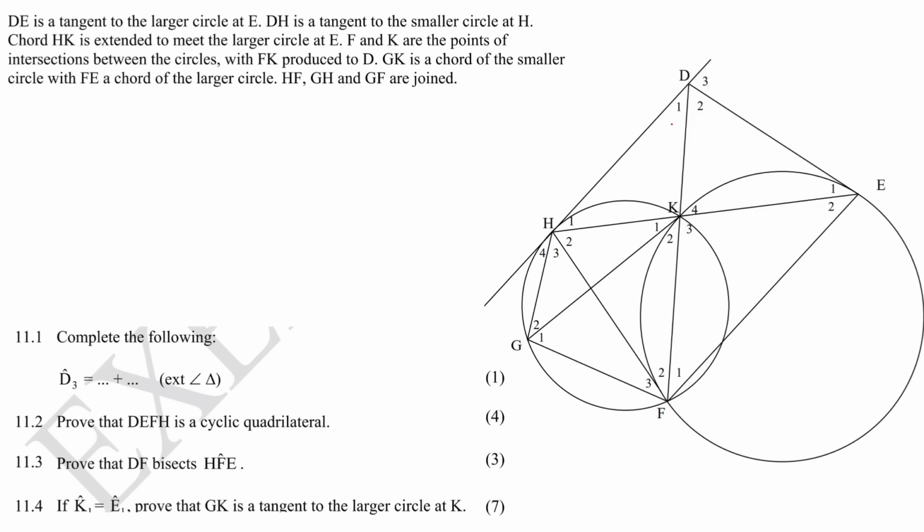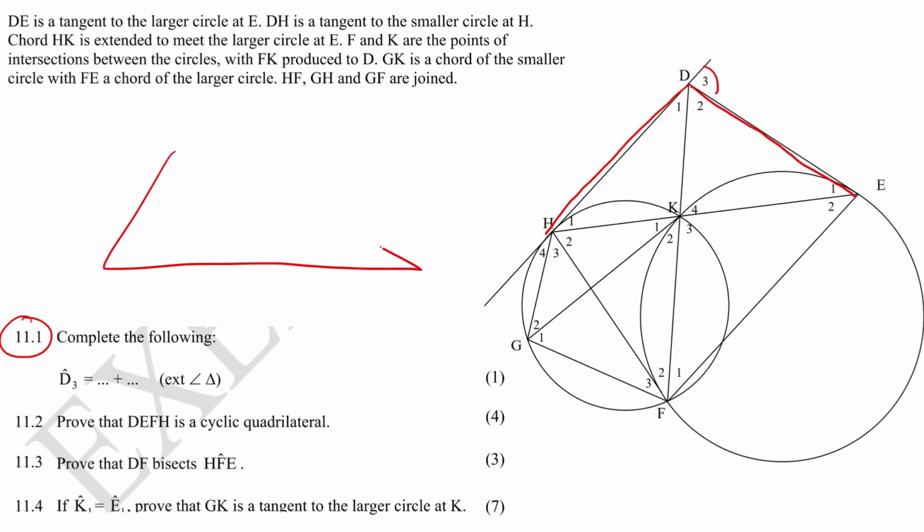DE is a tangent to the larger circle, and DH is a tangent to the smaller circle. And then E and F are points of intersection. The first question says complete the following. Angle D3 is equal to which angle plus which angle because of exterior angle of a triangle. Right, let's talk about that.